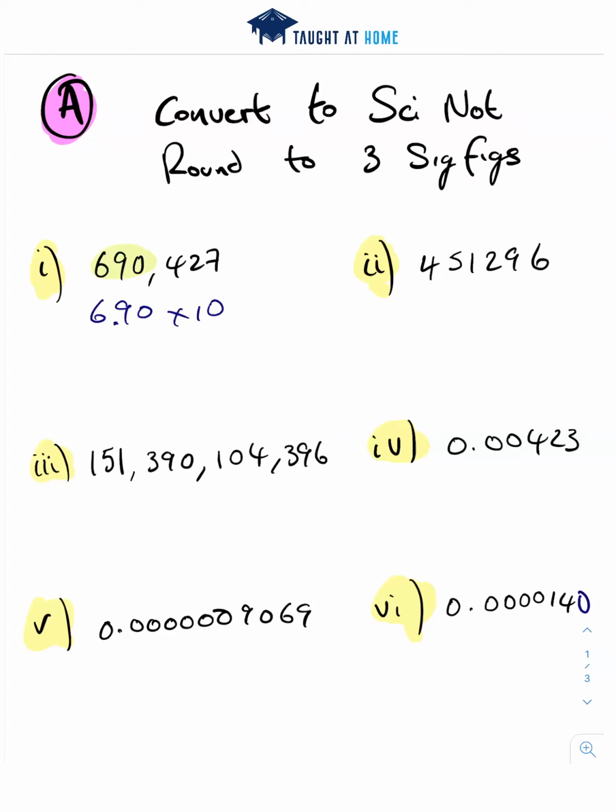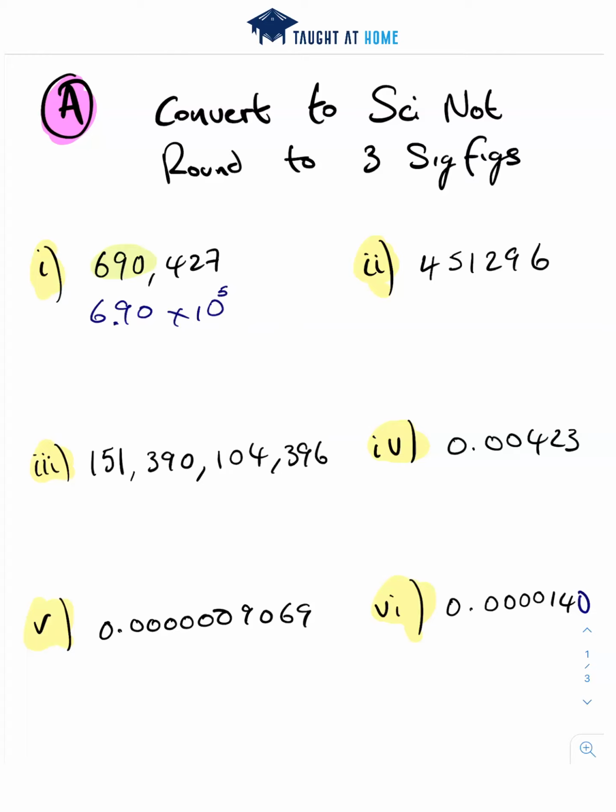So if we look at this, the decimal point is here, and we have to move it here. So how many places does it go? Well, it's going to go 1, 2, 3, 4, and 5. So it will be multiplying by 10 5 times. So we're going to put 5 at the top.